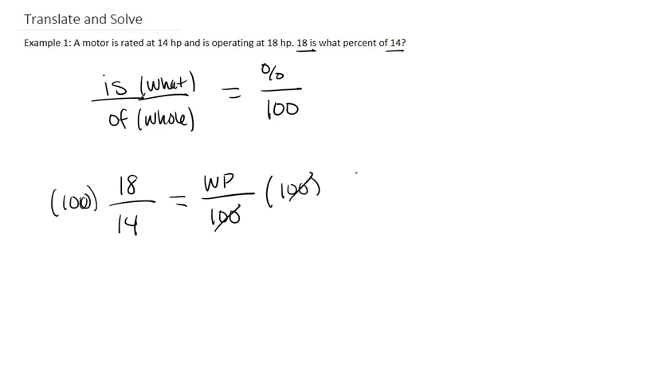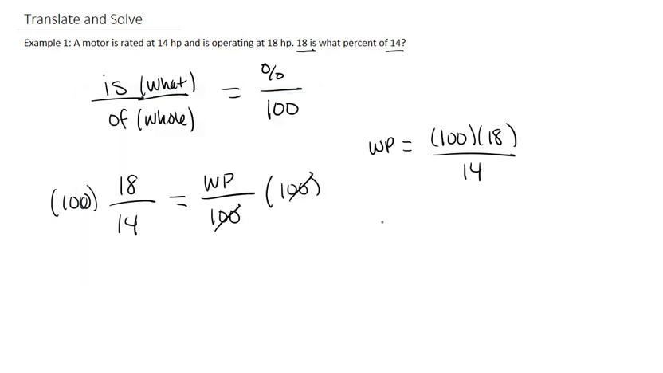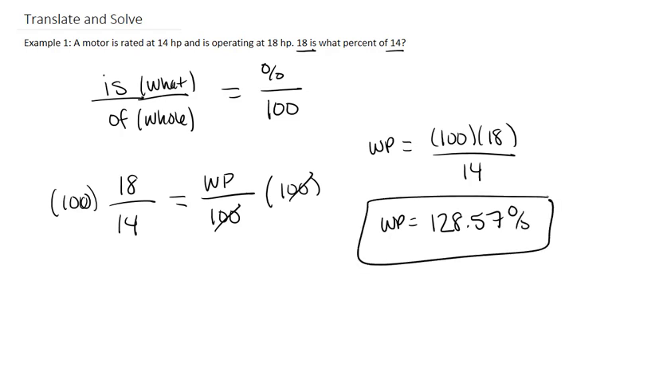And so now, what percent is equal to 100 times 18 over 14. So when we get our calculators out, we do 100 times 18 divided by 14, and we get 128.57 as our final answer. Now let's do another example.